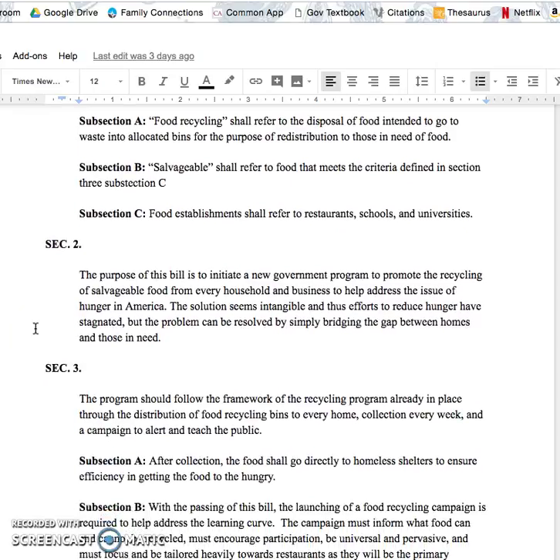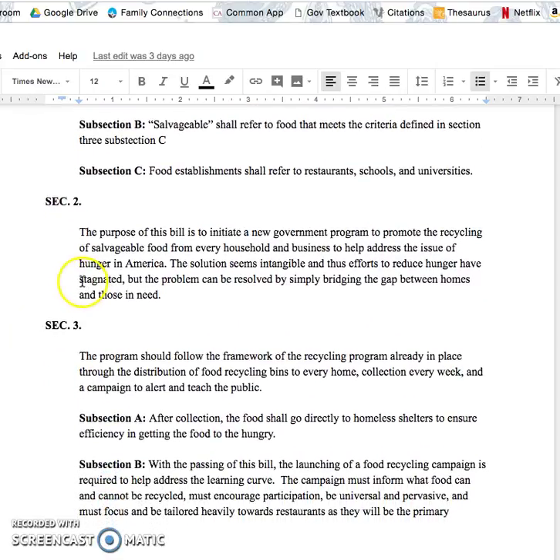It then goes into Section 2, which is about outlining the purpose of the bill, and in this case, mine was to initiate a new government program to promote the recycling of salvageable food from every household and business to help address the issue of hunger in America.